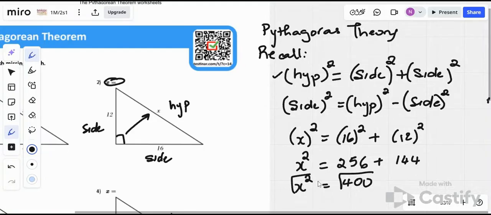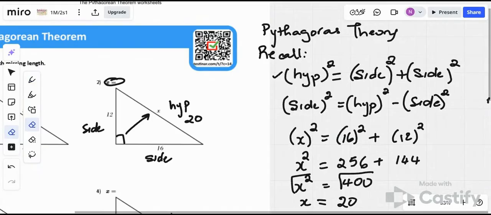So if I find the square root of x squared, it actually is just x, because it was x times x that gives me x squared. So remember that square root is just the number that you multiply by itself in order to get this particular number. So for example, if you have the square root of 81, which number did you multiply by itself to get 81? That number would be 9. So that's how you'd find the square root of a number. Alright, so the square root of 400 should give me 20. So therefore my hypotenuse is going to be 20. And that's how you'd find the hypotenuse.